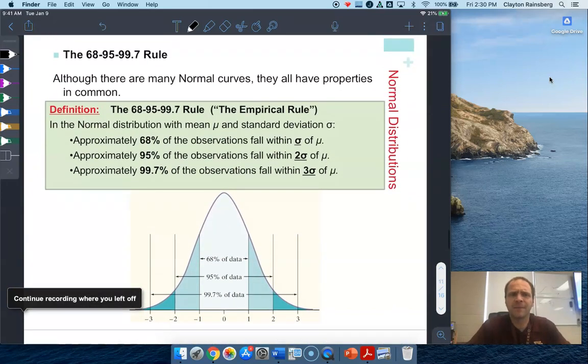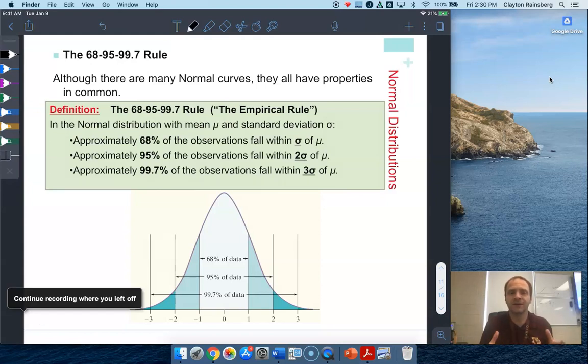This is another property of normal distributions. If you have the center, within 1 standard deviation to the left and to the right of the center is approximately 68% of the observations. 2 standard deviations from the center in both directions is approximately 95% of the observations. 3 standard deviations from the center is approximately 99.7% of the observations. So that's what this picture really shows us.